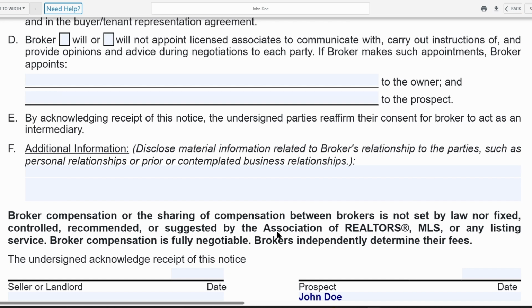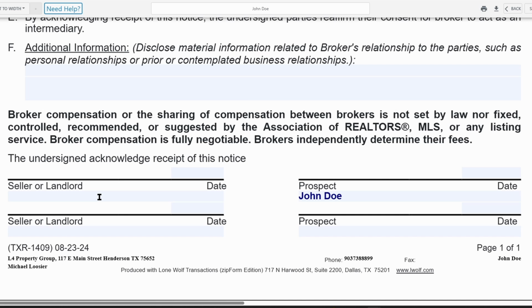So a broker is the only one that can act as intermediary without appointments. The broker is representing both sides. No advice, no opinions can be given. With appointments, you appoint two different salespeople. The broker cannot be appointed to one side. And this form has to be filled out and provided to both the sellers and the prospects, with everybody's signature, to enter into an intermediary relationship notice.